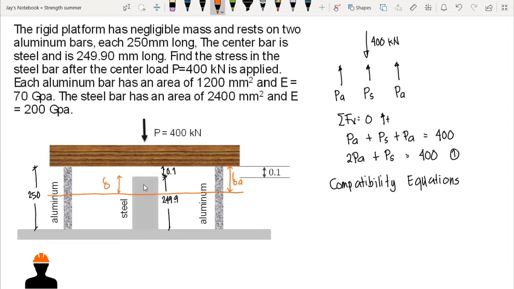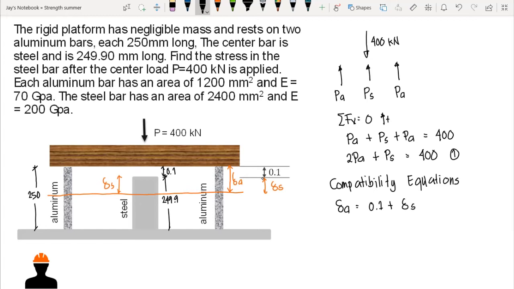Let's say that is our delta S, from this point to this point here, the deformation of our steel member. By looking at the diagram, we could create an equation: the deformation of the aluminum member is equal to the gap of 0.1 plus the deformation of the steel.